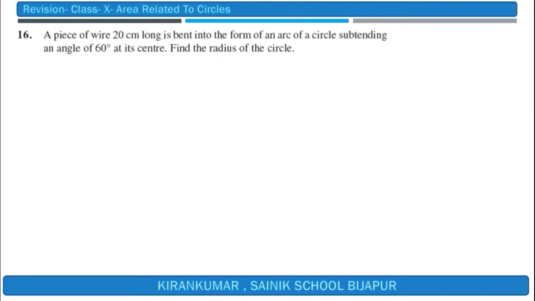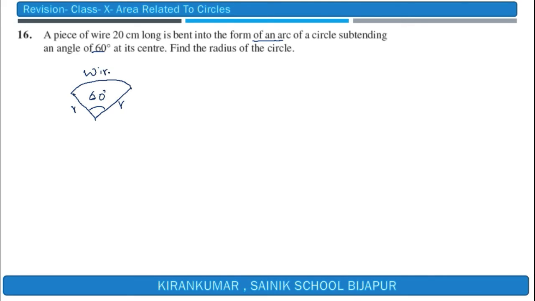Question number 16. A piece of wire 20 centimeter long is bent into the form of an arc of a circle subtending an angle of 60 degrees at the center. Find the radius of the circle. Here the wire is bent to form a sector. Here the angle is 60 degrees. We need to find out the radius.